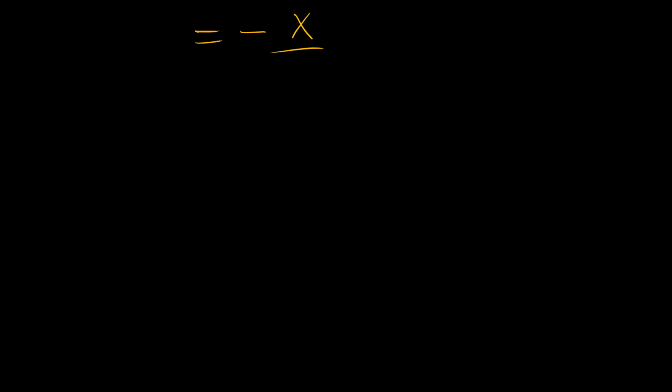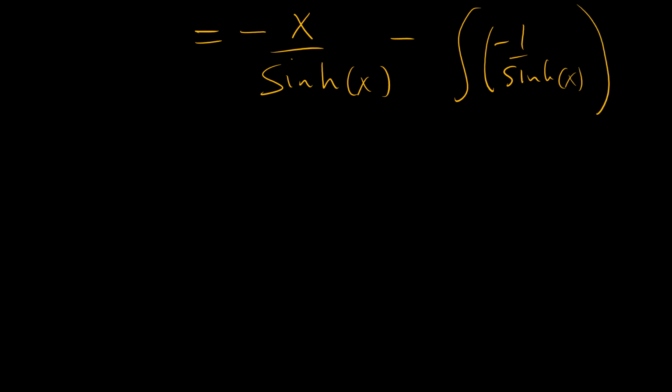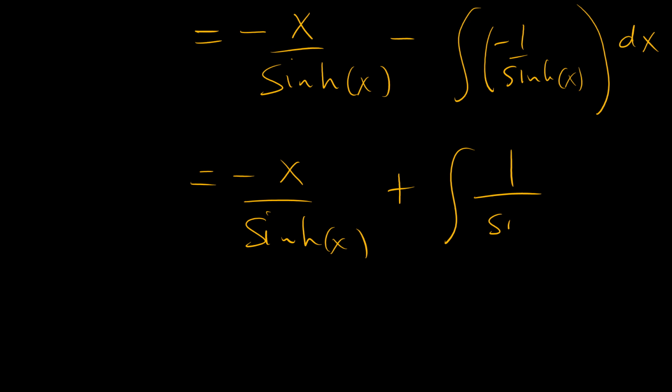So this means that our problem now becomes uv, which is negative x over sinh of x, minus the integral of negative 1 over sinh of x times the derivative of x, which is 1. The negative and negative cancel, so we have plus the integral of 1 over sinh of x dx. This is where the problem becomes a little bit complicated, and let's see how we may be able to solve it.